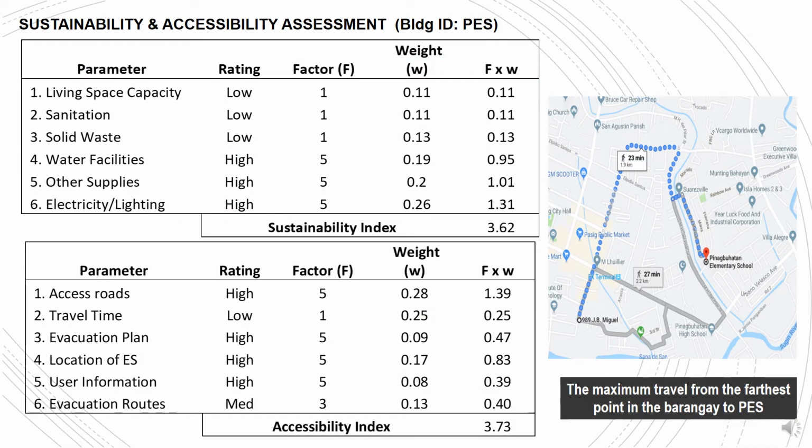Sustainability and accessibility assessment is also done. For sustainability assessment, the parameters are shown in this table corresponding to living space, sanitation, solid waste, etc. For accessibility, this is the accessibility of the evacuation center with respect to the communities, which includes the access roads, the travel time, location of evacuation center, and evacuation routes. The sustainability index is 3.62 and accessibility index is equal to 3.73.